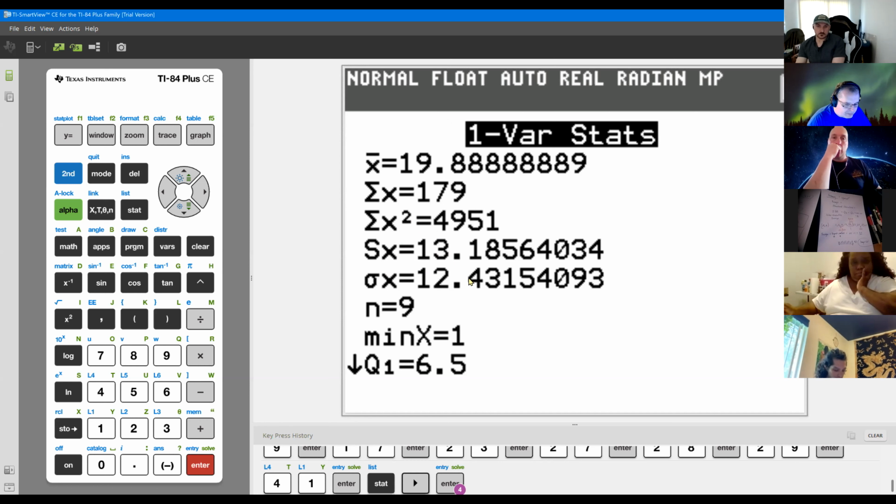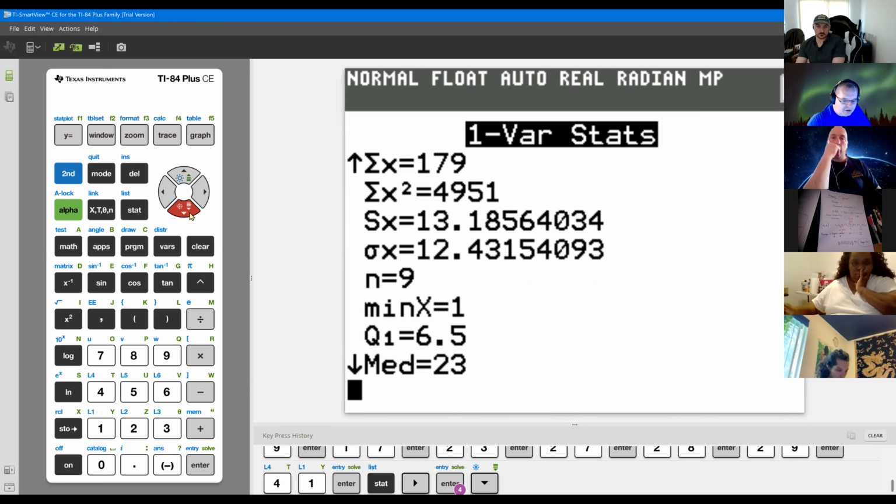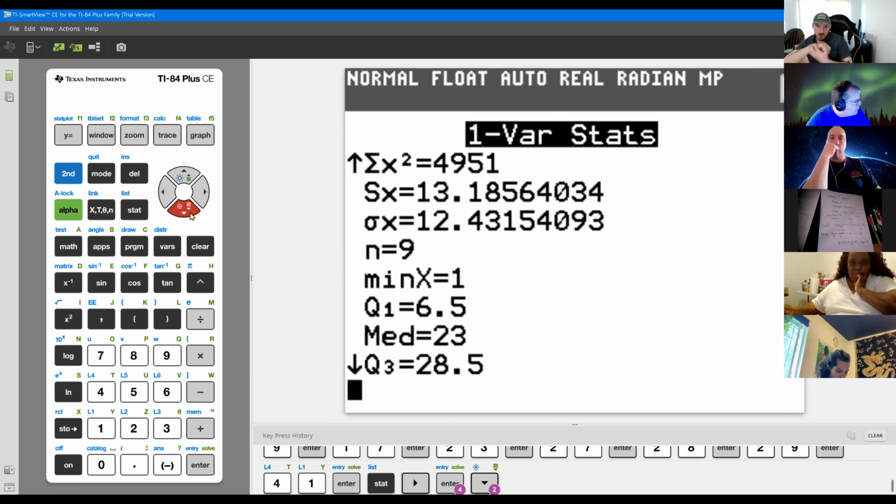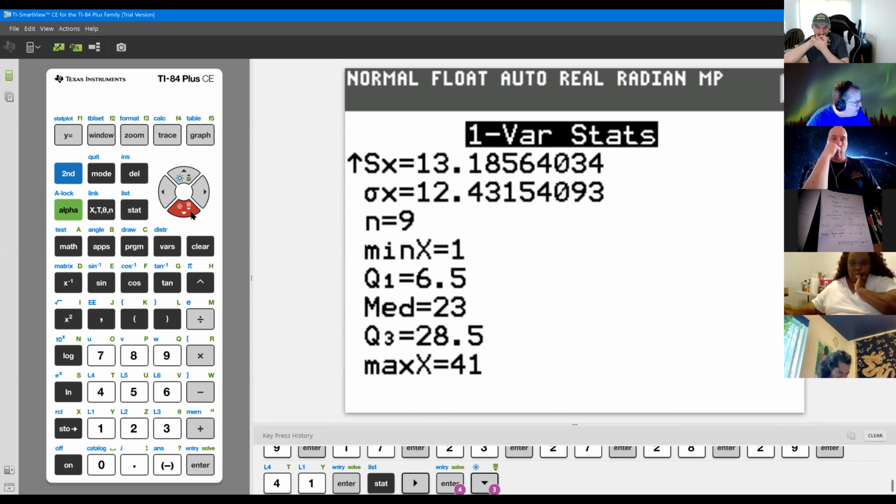There are 9 numbers. The minimum is that guy. Can you remember Q1, 6.5? You see the median, 23. You see Q3. You see it's the same numbers I got without doing the calculation by hand. Now, all you need to do to get the interquartile range is take Q3 and subtract Q1. That's your job. You want the standard deviation, you just write this number down, 13.2. You're done.